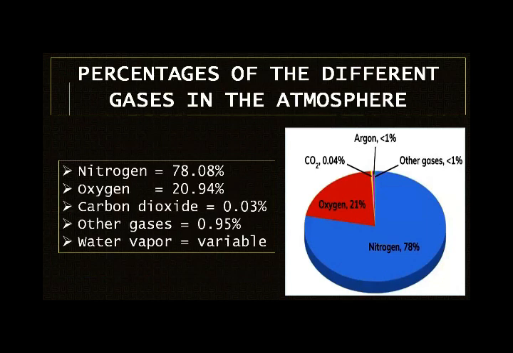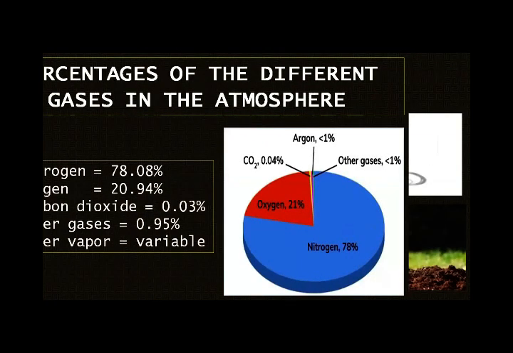When we talk about the other gases which are present in the atmosphere at 0.9%, helium is used to fill airships and balloons. Neon is used in neon lighting and advertising signs. Argon is used to fill light bulbs. Helium, neon, and argon are used to make lasers. So this is the complete percentage of the different gases in the atmosphere.